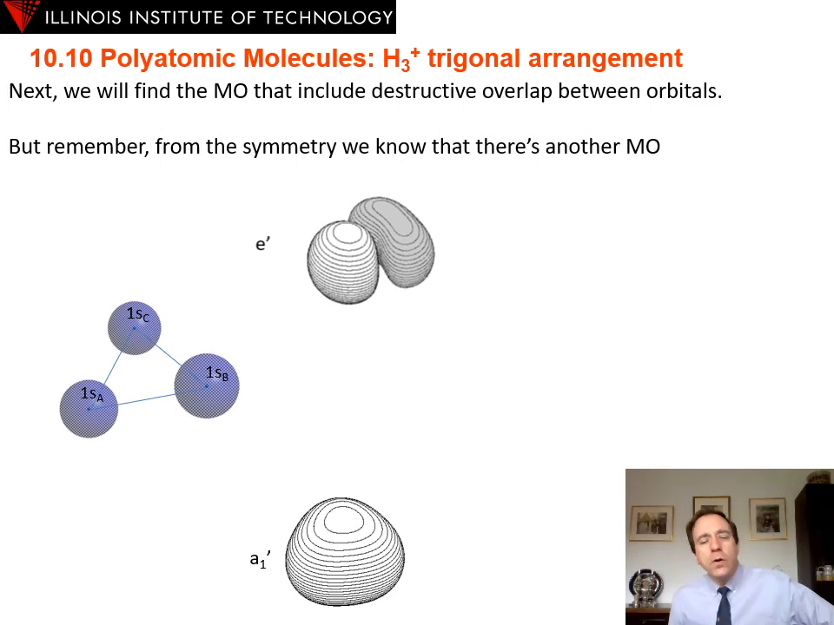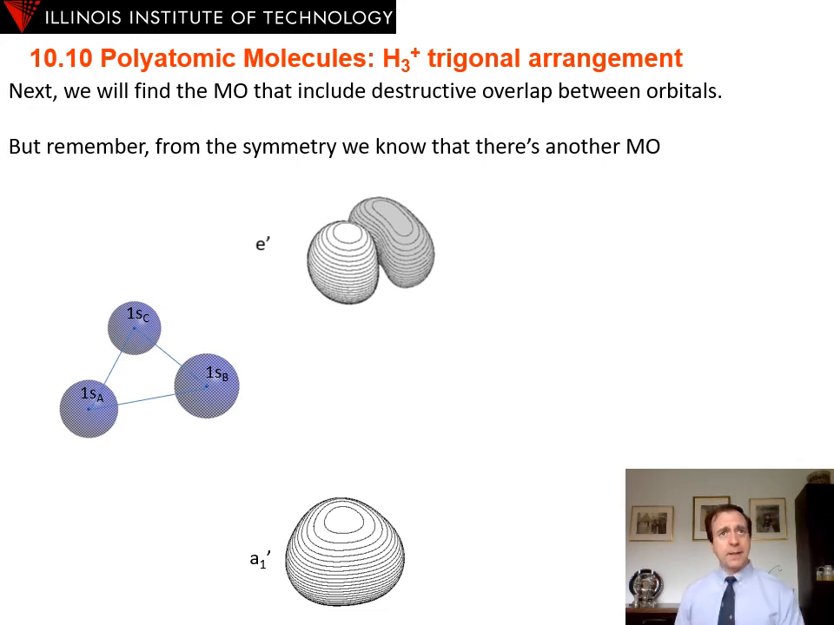And we will move on now to the next orbital, which is also going to include destructive overlap. But in this symmetry, remember, we know that we're going to have two orbitals that have the same energy. They're degenerate in energy. You can also look at this.